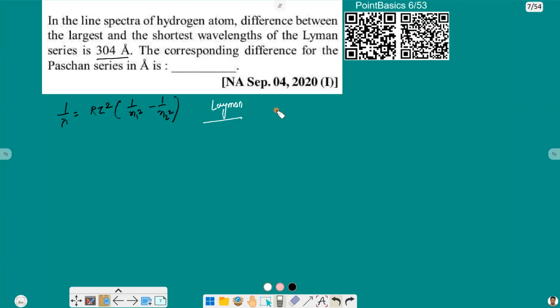The largest wavelength means lowest frequency or lowest energy. So for lambda minimum, 1 by lambda minimum will be equal to R times Z is 1, and this is the Lyman series, so n1 is 1, 1 square minus 1 by infinite square. Why? Because we are calculating lambda minimum. Minimum wavelength means maximum frequency, means maximum energy, so maximum difference between the levels. So from this, lambda minimum is basically 1 by R.